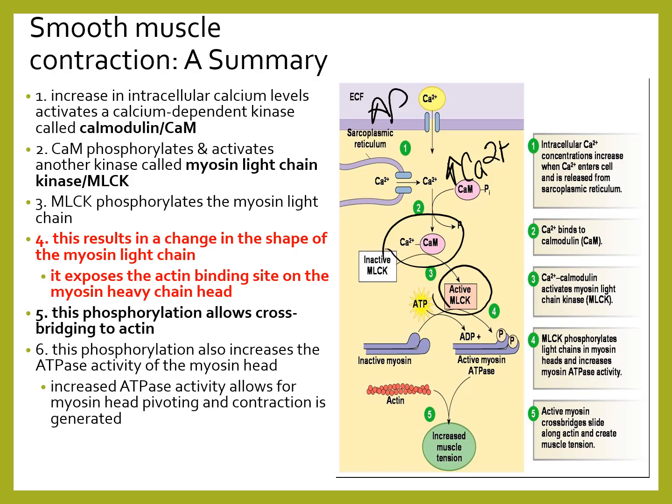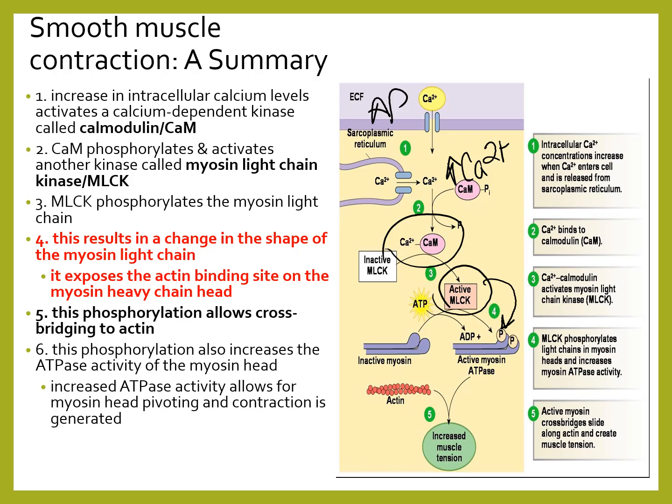So it is going to essentially phosphorylate the myosin light chains, changing their shape, pulling them off of the myosin head and exposing the actin binding site on the myosin head. Now the myosin can cross bridge with the actin. So this is calcium-dependent phosphorylation of the myosin light chain, causing it to shift its conformation off of the actin binding site, and now you can get cross-bridging.